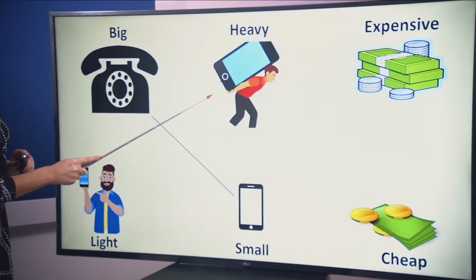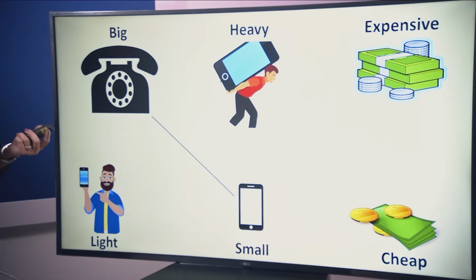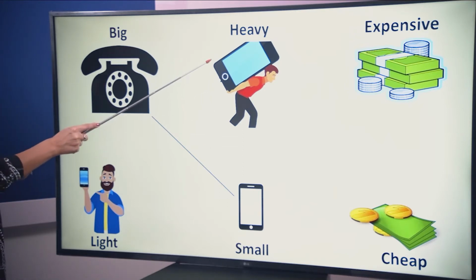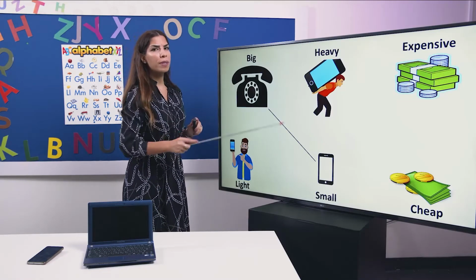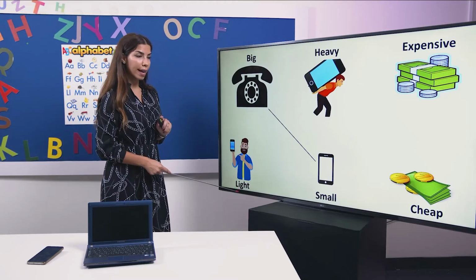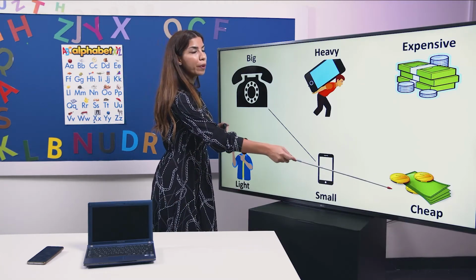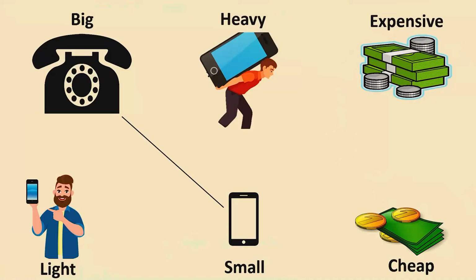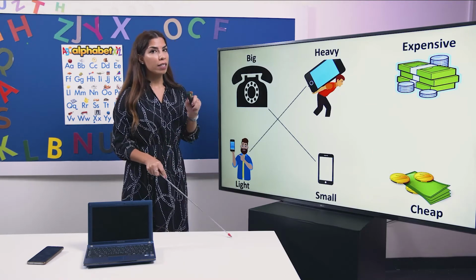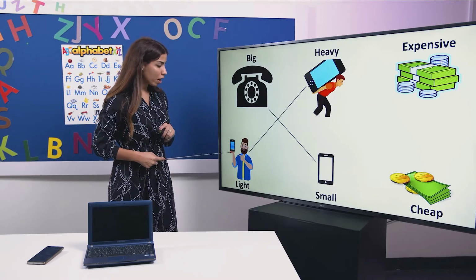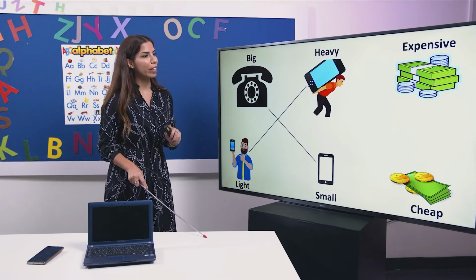Heavy. Well, what is the opposite of heavy? Heavy is something that weighs a lot, that we cannot carry easily. Well, what is the opposite of heavy? Is it light or cheap? What do you think? Yes, the opposite of heavy is light. In the past, phones were heavy. Today, phones are light. Very good.